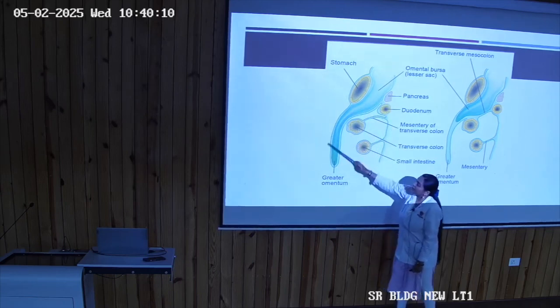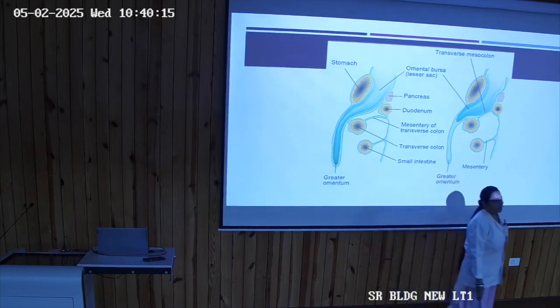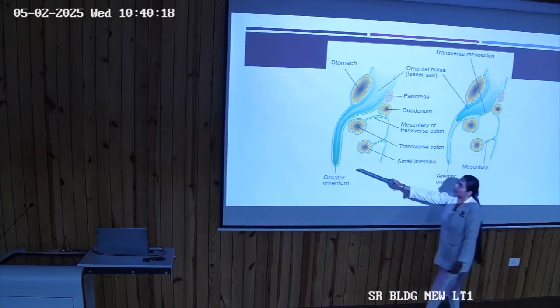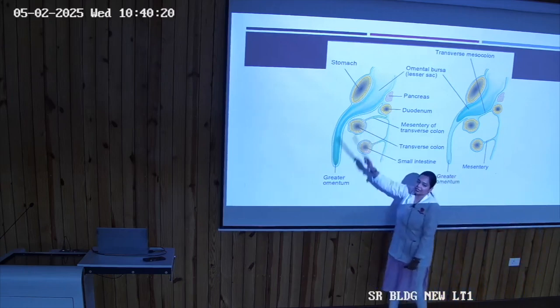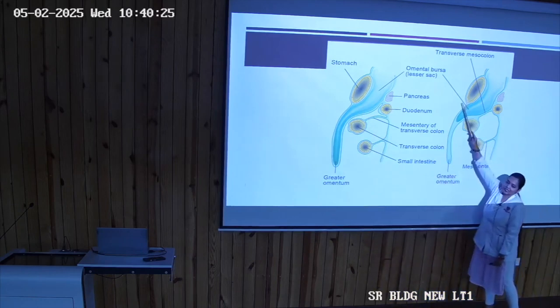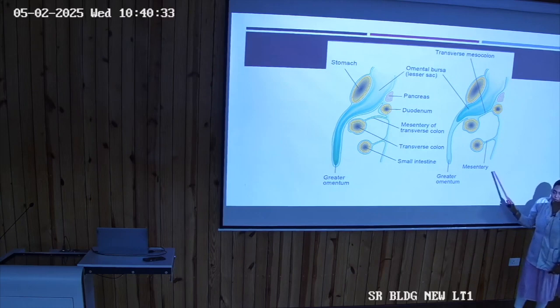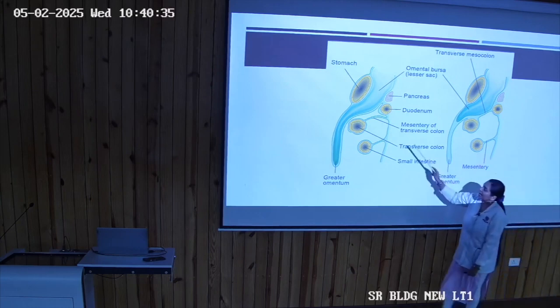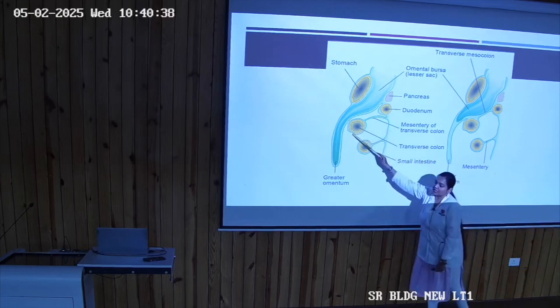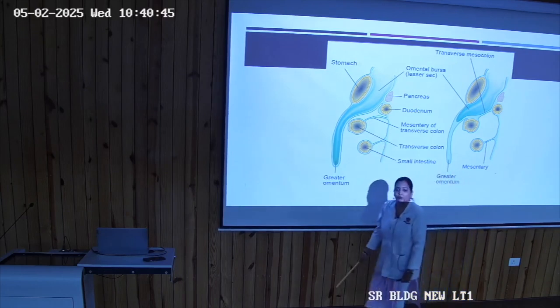These are the double layer of the dorsal mesogastrium going downwards, becoming greater omentum. So this greater omentum is attached on the greater curvature of the stomach, and on the lesser curvature we have lesser omentum. Posterior to this, again we have peritoneal reflection attached to the posterior abdominal wall. For example, we have the mesentery of the transverse colon holding it in position. Then we have mesentery of the small intestine holding it to the posterior abdominal wall.